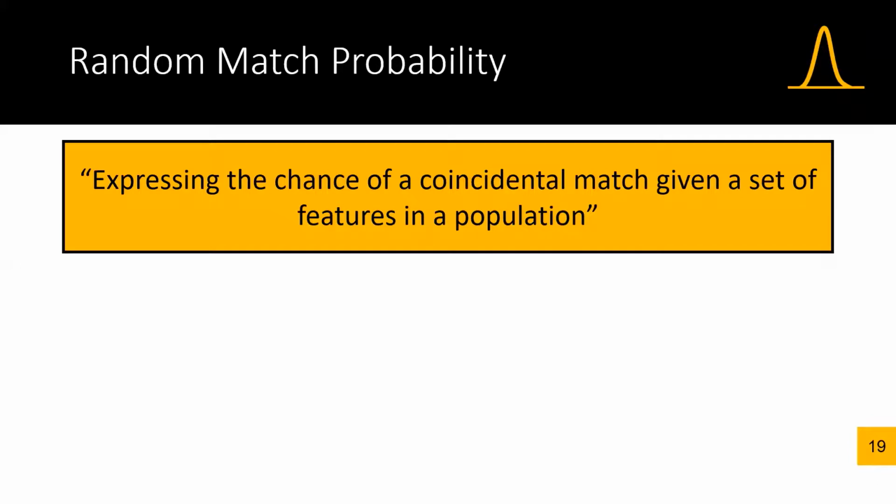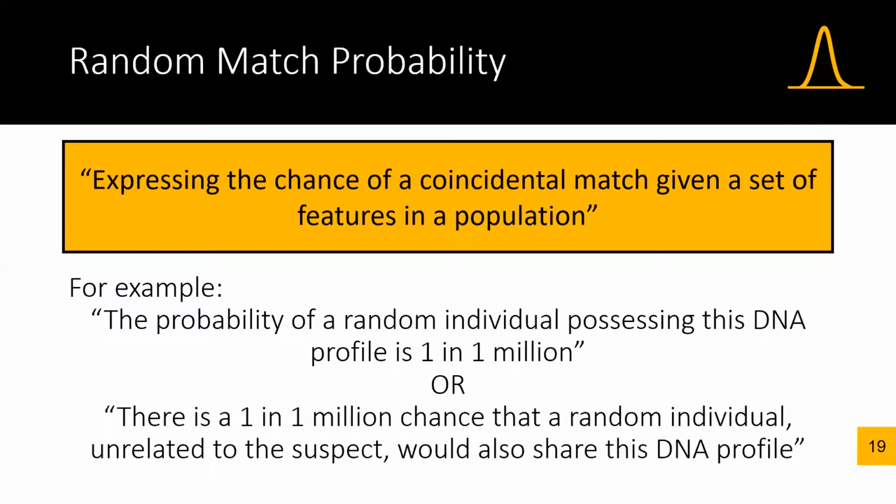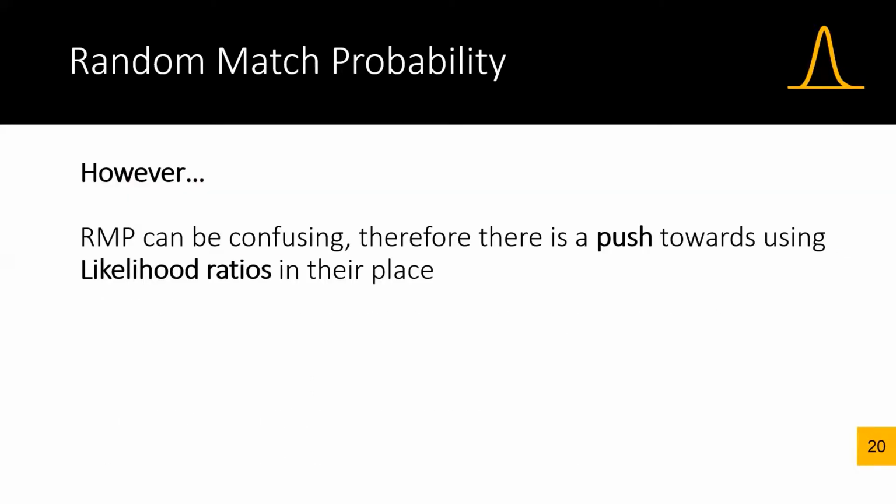So first, a random match probability statement expresses the chance of a coincidental match with respect to the features within a population. So, for example, some statements you may have heard in your favorite TV show may sound like, the probability of a random individual possessing this DNA profile is 1 in 1 million, or there is a 1 in 1 million chance that a random individual unrelated to the suspect would also share this DNA profile. However, with that being said, random match probability can get confusing, and therefore there's a push towards using likelihood ratios in their place.